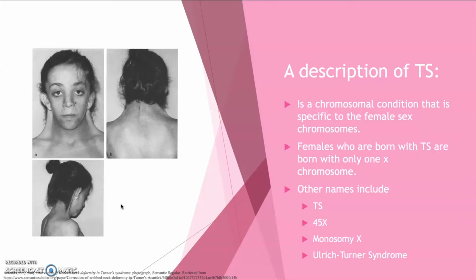Images A and B show a webbed neck from both the frontal view and the back view. Image C shows a side view and a low hairline. Later in the presentation, other features of Turner syndrome will be discussed.